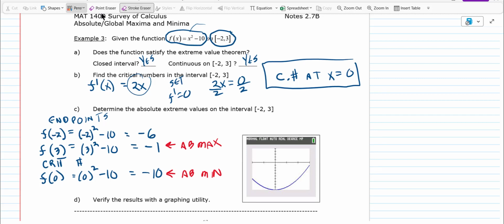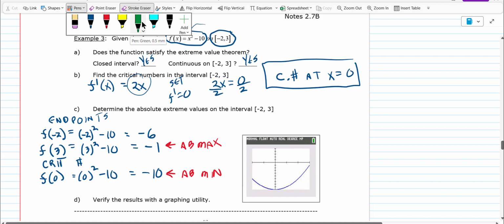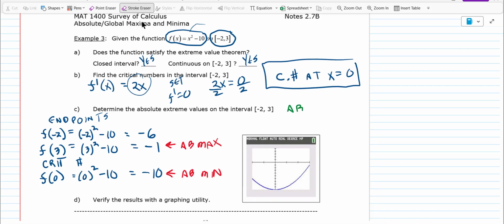So what you would do is when you write your answer, typically we write the answer like this. You would just say absolute max is equal to -1 when x is equal to 3. That's the way I usually like to do it. Now on a test, I might say give the y value. I may say give the x value. That's just kind of the standard way that most textbooks do that.